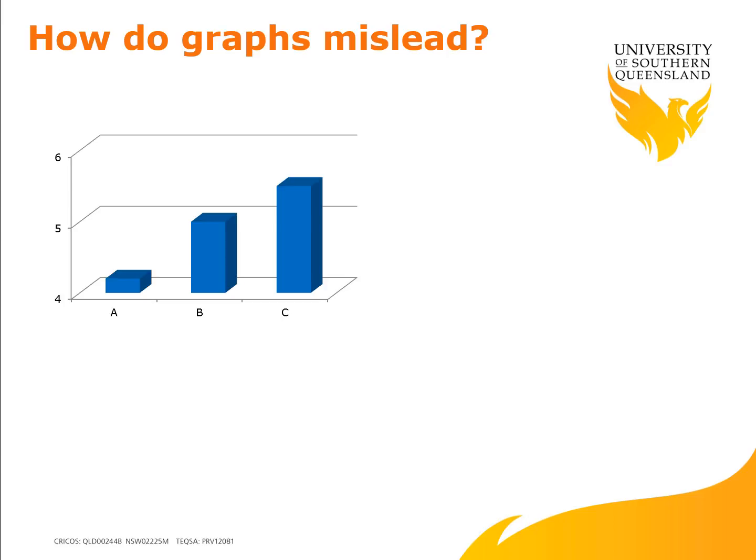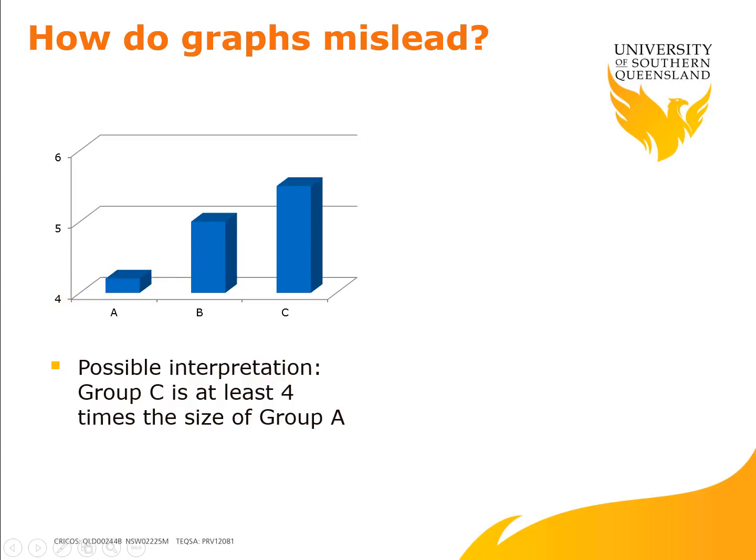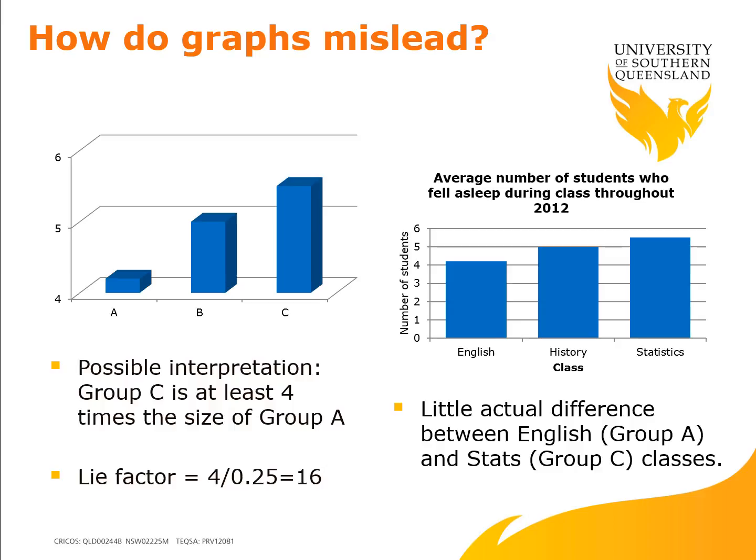So we're just going to work through a few graphs about how graphs mislead. In this first one, if we just straight away look at this graph, it looks like A is much, much smaller than C. And if we don't look any further, that's the truth that we would take away from this graph. It's only when we stop and start looking at the axes that we can see that perhaps we're being misled by this graph. So it looks like Group C is at least 4 times the size of Group A. So that would be a lie factor of 16.